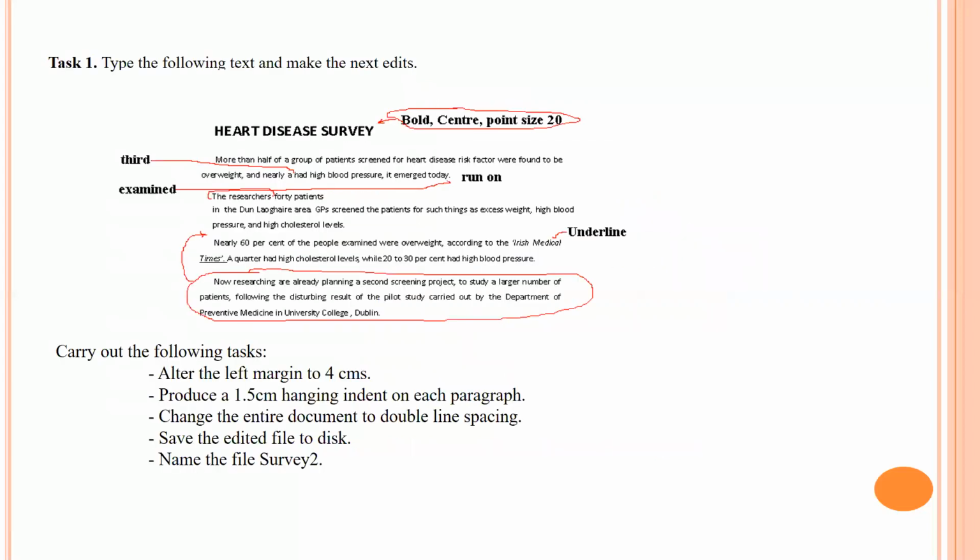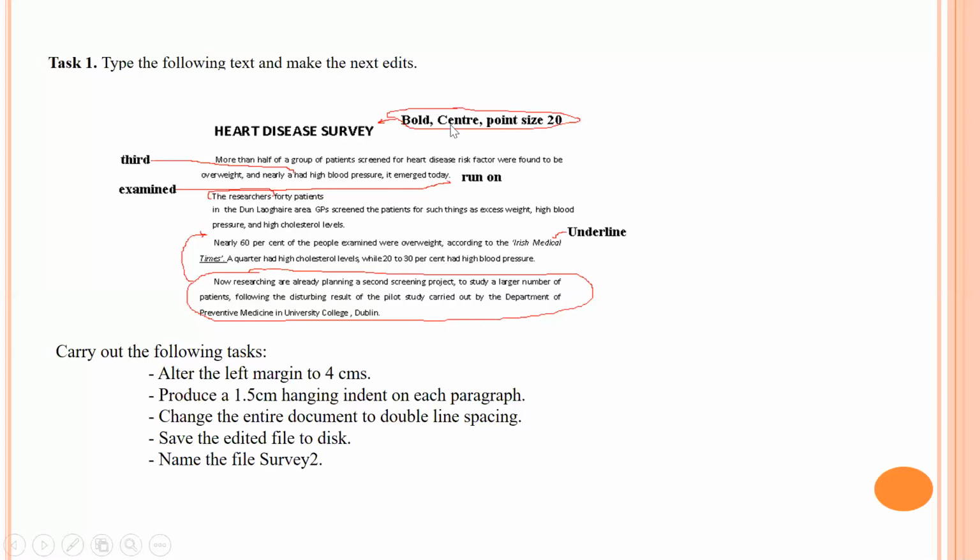Task 1. Type the following text and make the next edits. At first, you must carry out the following tasks. Alter the left margin to 4 centimeters and produce a 1.5 centimeter heading indent on each paragraph. Then change the entire document to double line spacing. And then save the edited file to disk. And last one, name the file survey 2.